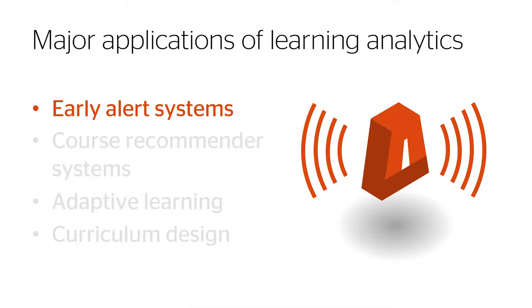Learning analytics is about far more than just identifying students that are at risk of failure or withdrawal. We've identified four different uses of learning analytics that occur throughout the world in educational institutions. The first major application, which has grabbed the attention of the educational media and of senior managements at educational institutions, is early alert systems, or student success systems as they're sometimes known.